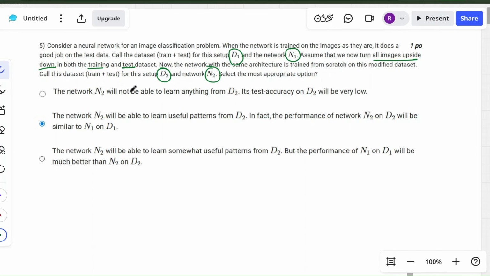In fact, it will be almost similar, right? So that's why the second option is correct. The performance of N2 on D2 will be similar. Okay, so let me add an extension to this question.